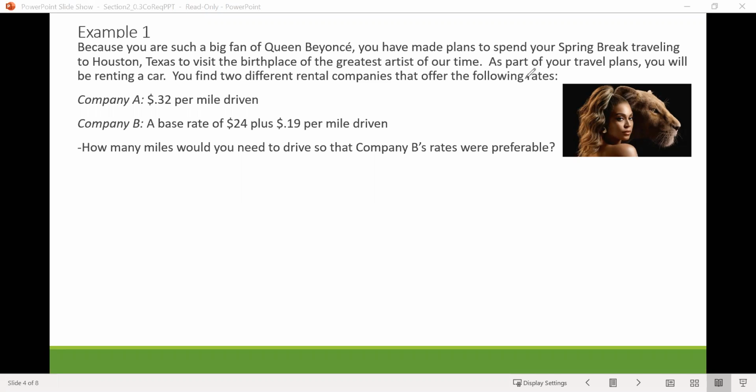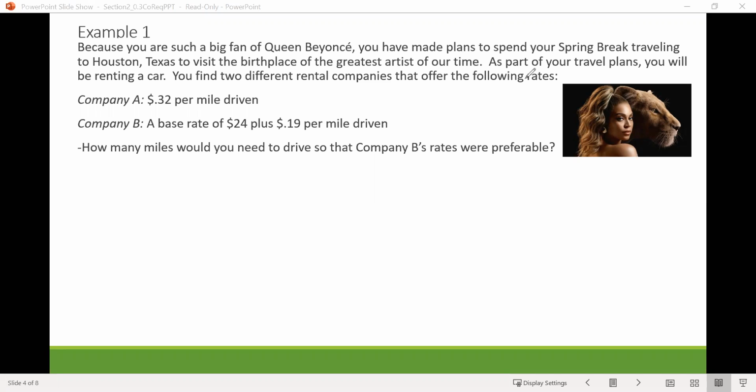You find 2 different rental companies that offer the following rates. With company A, it's 32 cents per mile driven. For company B, you pay a base rate of $24 plus 19 cents per mile driven. And we need to figure out how many miles we need to drive so that company B's rates are preferable.